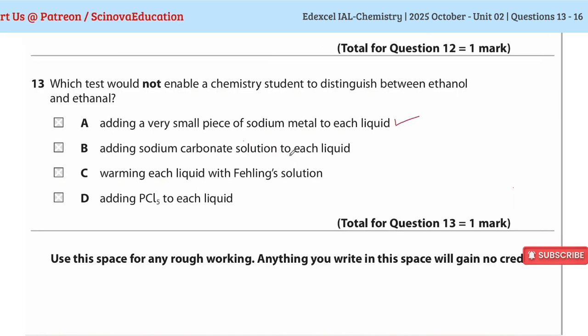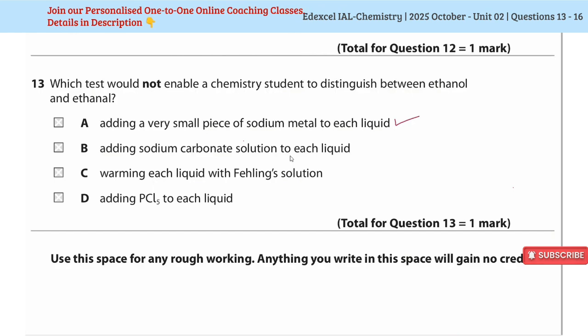Test B. Adding sodium carbonate solution to each liquid. Ethanol is a little bit acidic but still not acidic enough to react with sodium carbonate. Therefore, there is no reaction with either liquid. Therefore, this does not allow you to distinguish between them.